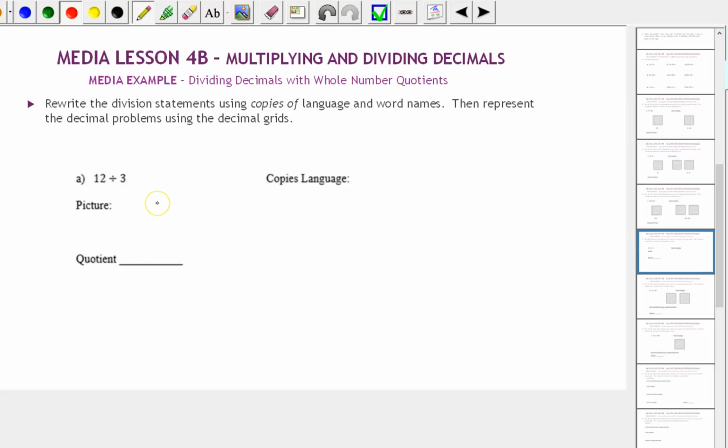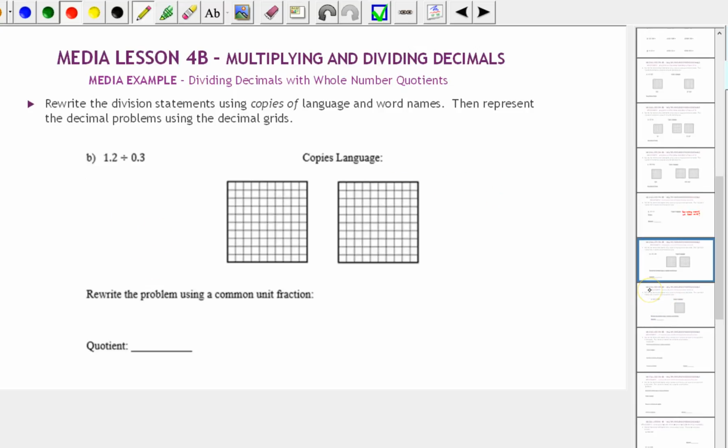12 divided by 3, so how many copies of 3 are in 12, which we know is 4. Draw a picture. Now we have 1.2 divided by 0.3, or how many copies of 3/10 are in 1 and 2/10.